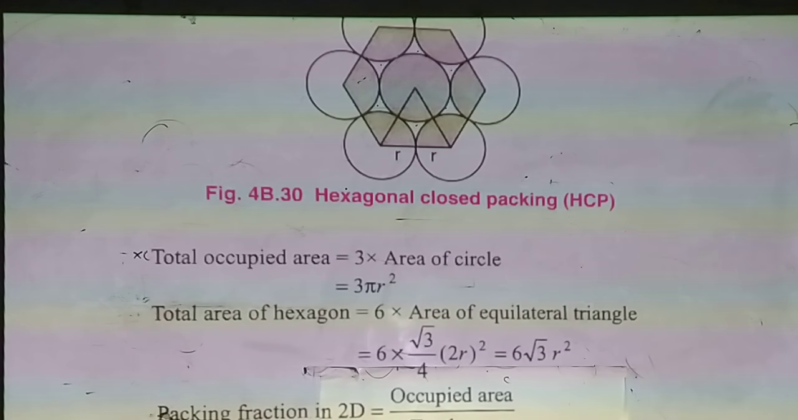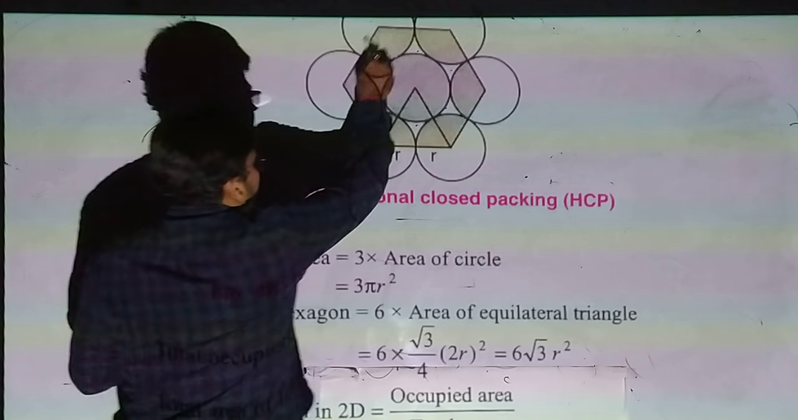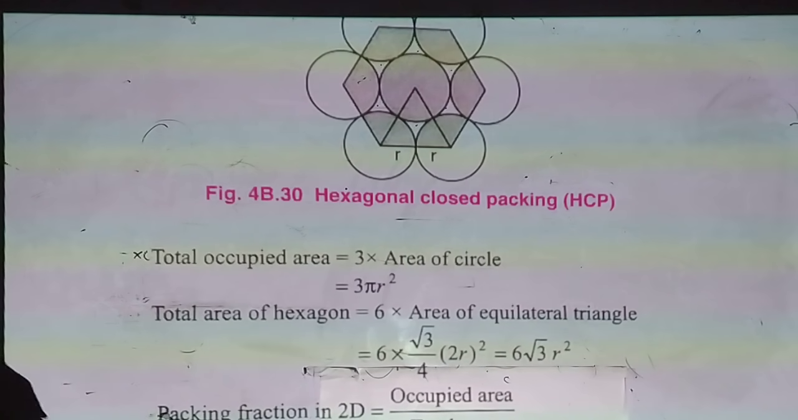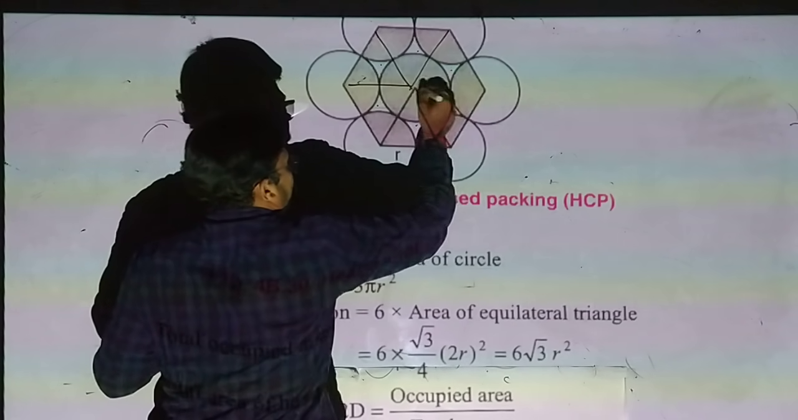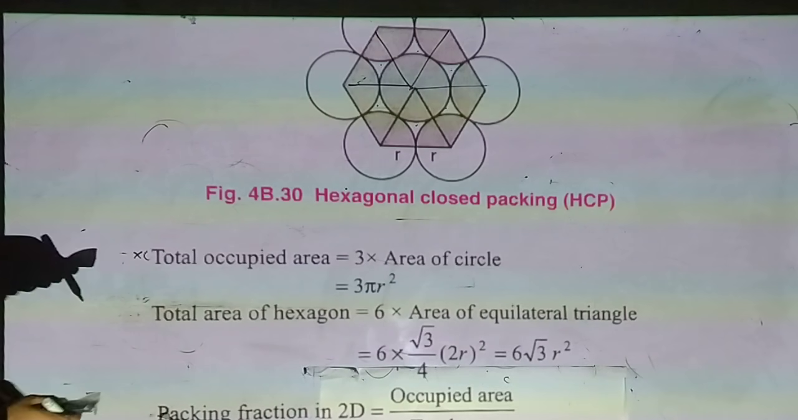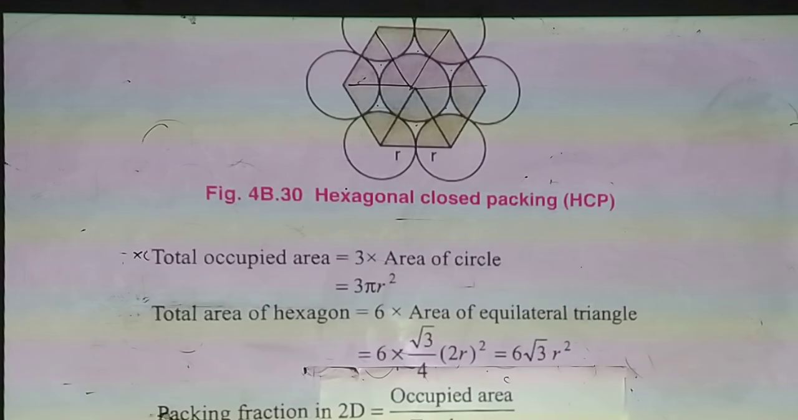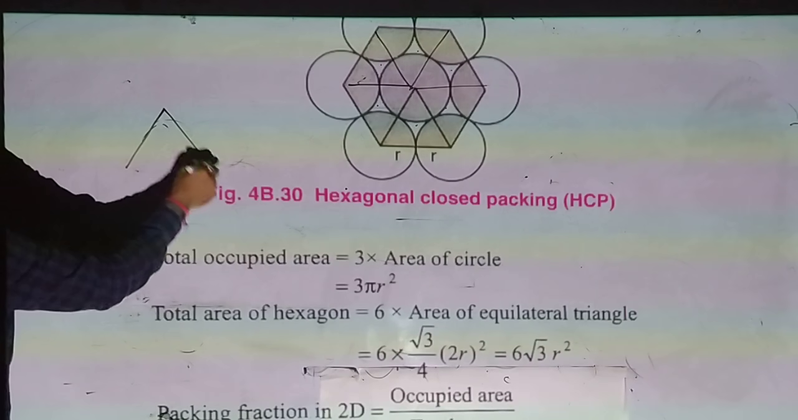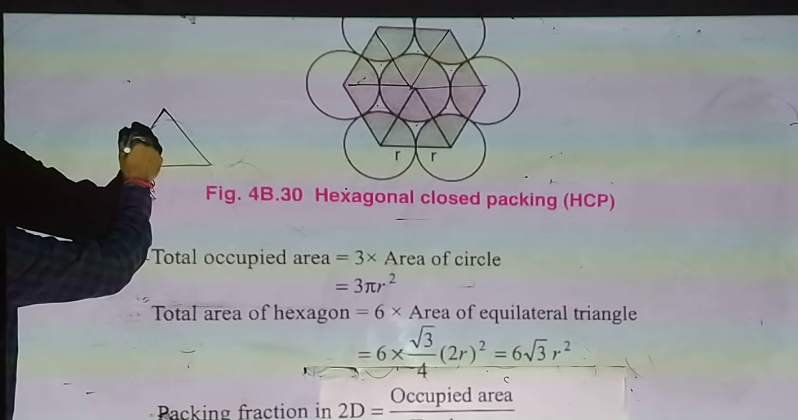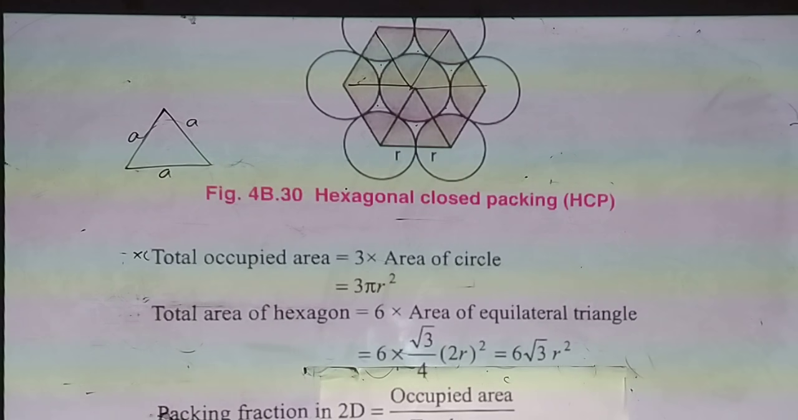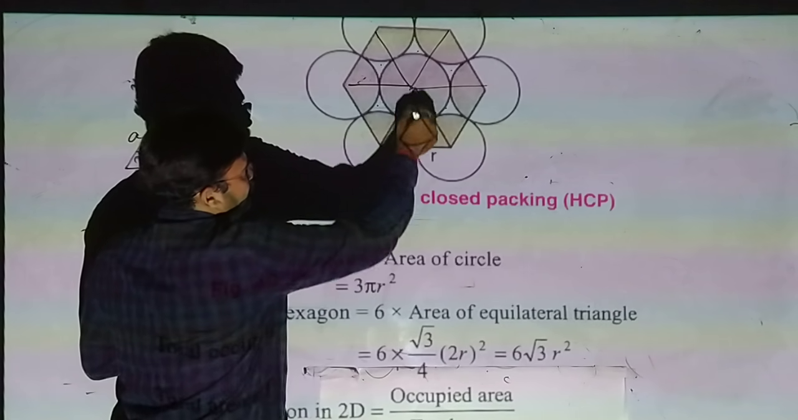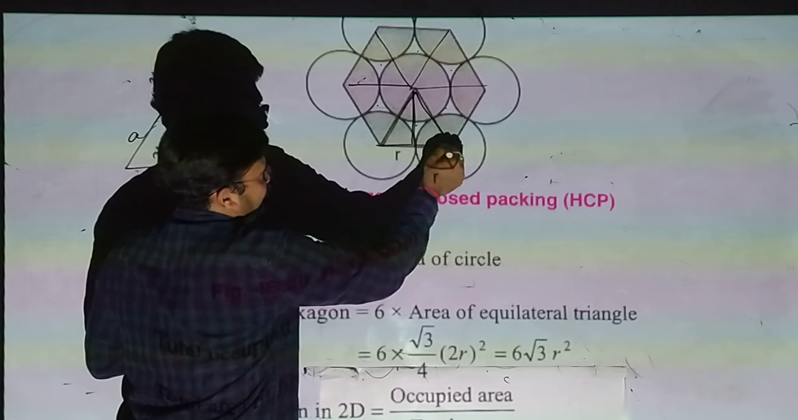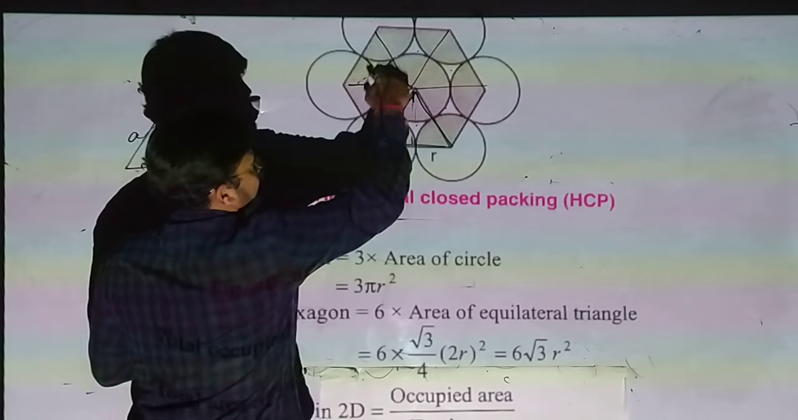And we first have to derive the area of the hexagon. In the hexagon there are 6 triangles: 1, 2, 3, 4, 5 and 6. Equilateral triangles. The length and breadth, all sides are the same. That is called an equilateral triangle. We are taking this equilateral triangle, and for getting its area, this triangle repeats 6 times.